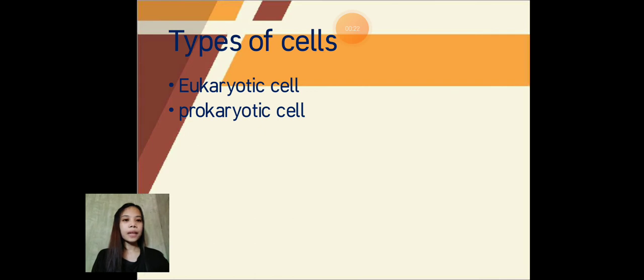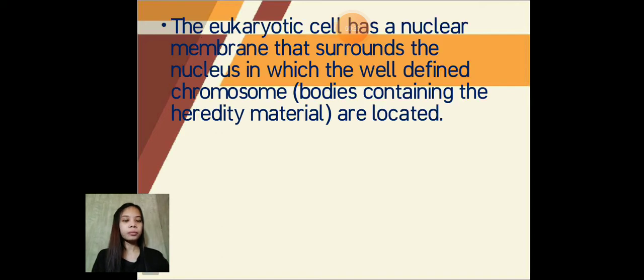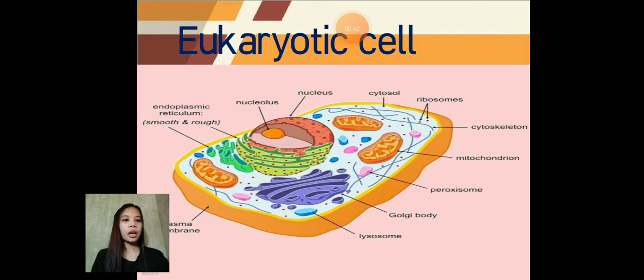And we have two types of cells: eukaryotic cells and prokaryotic cells. And what are eukaryotic cells? The eukaryotic cell has a nuclear membrane that surrounds the nucleus, in which the well-defined chromosomes, bodies containing the hereditary materials, are located. Eukaryotic cell features.